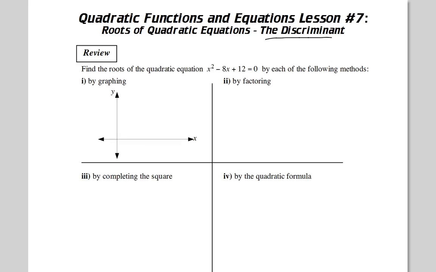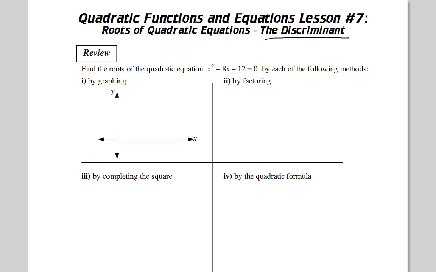So just highlight this for me, guys, the discriminant. There's probably 4 or 5 marks on the test for the discriminant. So while this particular lesson doesn't have a lot of difficult understanding to it, there are a few questions dedicated to it on the test.